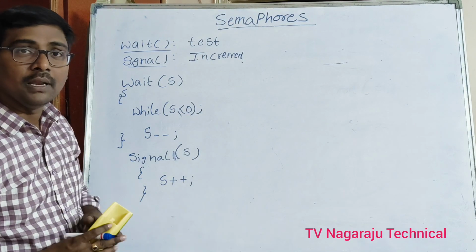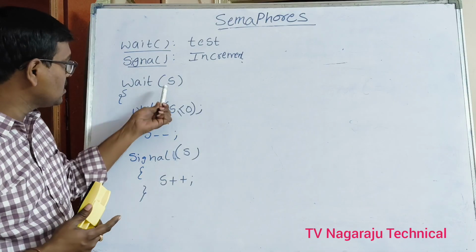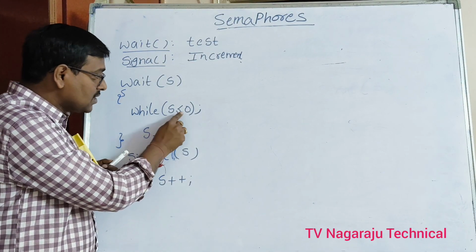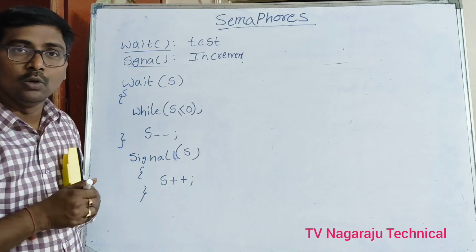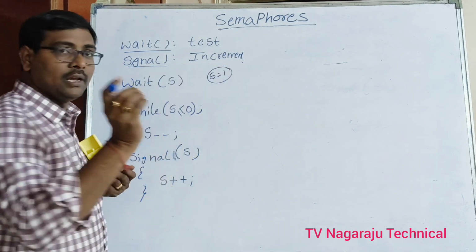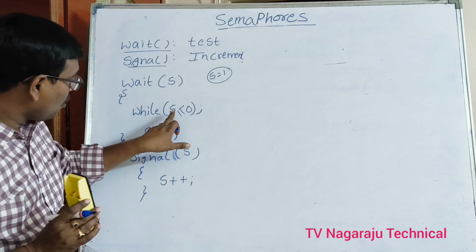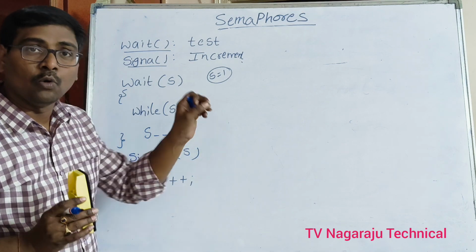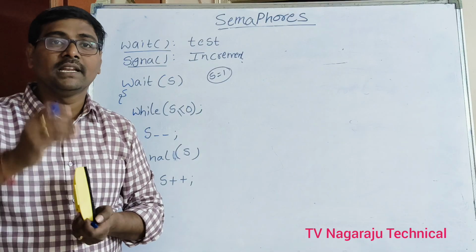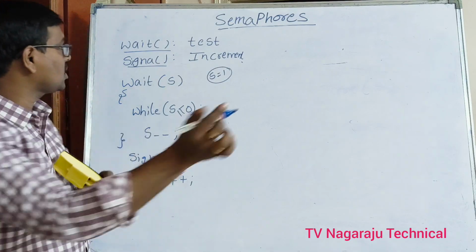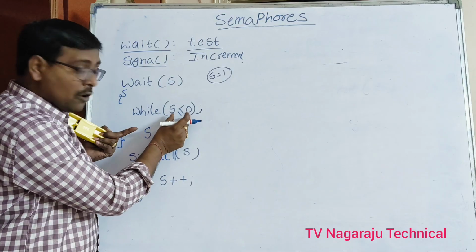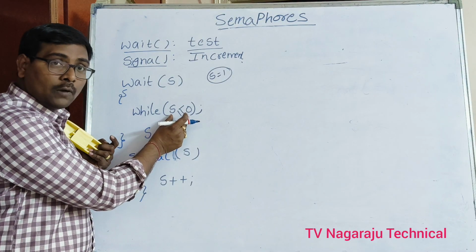Now understand the meaning. S is my semaphore. First we enter into the loop. If the S value is less than or equal to 0, initially S is equal to 1. If S is equal to 1, then 1 less than or equal to 0 is false. Whenever the condition is false, it means there is no process in the critical section. That is, I am testing whether this condition is true or false.